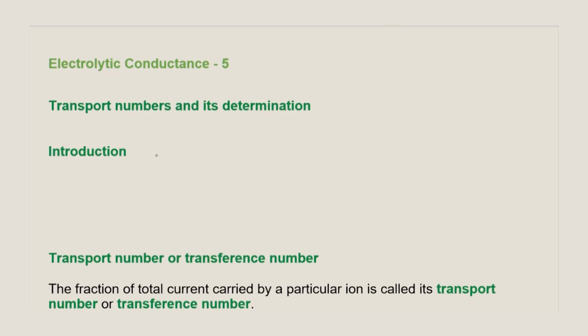Now, why do you need transport numbers? This is because you can see that in certain electrolytes, for example, if I take nitric acid, we have H plus ions as well as nitrate ions. Both are univalent ions and we expect the current to be carried 50% by H plus ions and 50% by nitrate ions. But actually what happens is 84% of the total current is carried by H plus ions and the rest 16% only by nitrate ion.